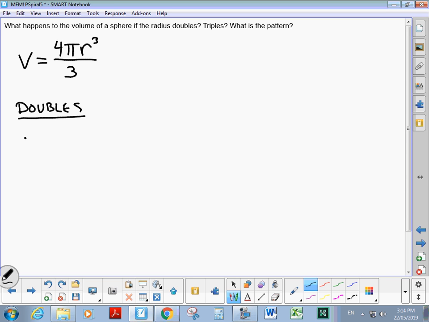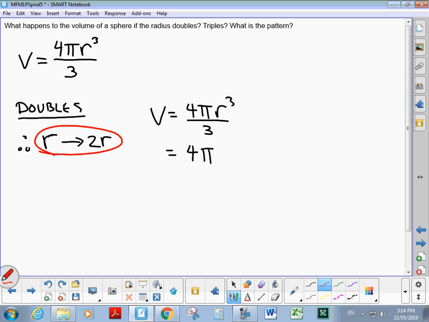So this would mean, therefore, my r value, and we're going to leave it as r, would become 2r. Okay. So we're doubling the radius. So let's look at what happens to our formula. Volume equals 4 pi r cubed over 3. Well, everywhere there's an r, I'm now going to replace it with a 2r. So in brackets, 2r cubed over 3.